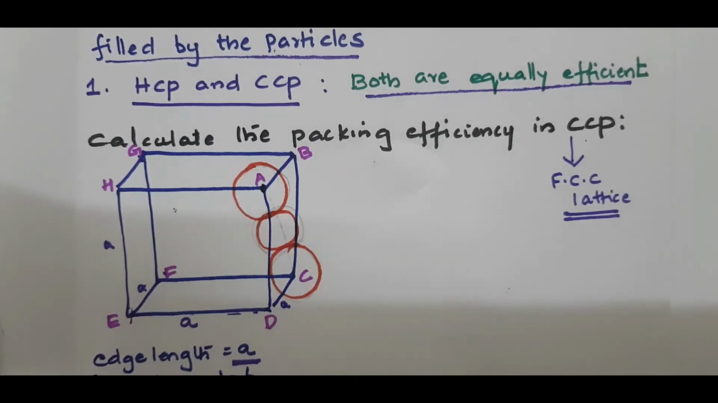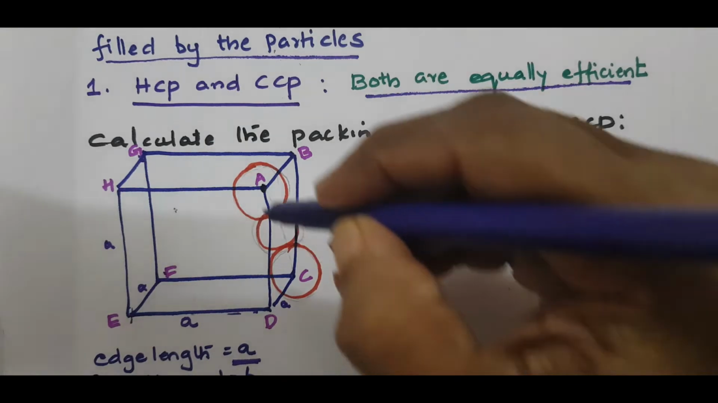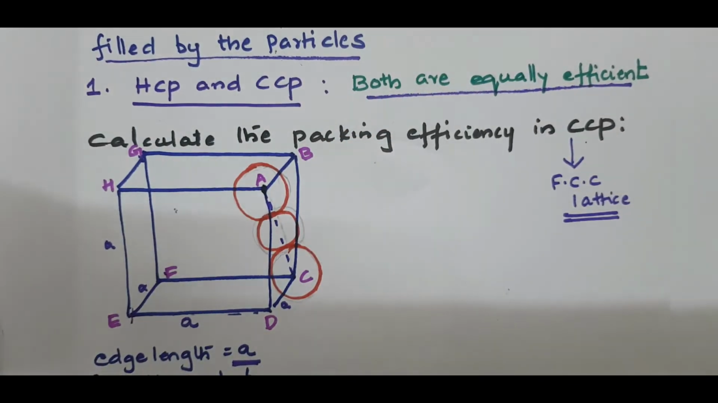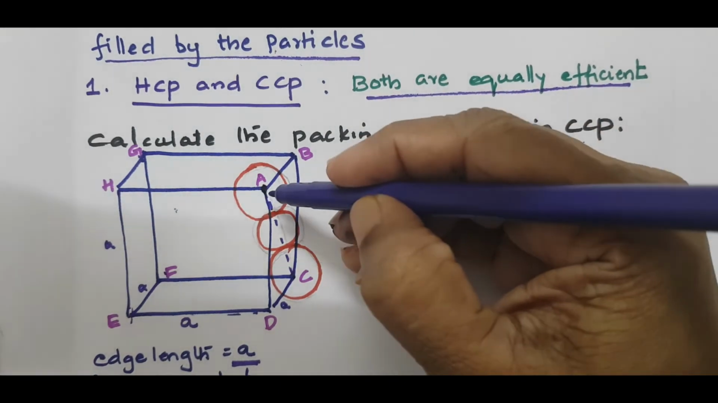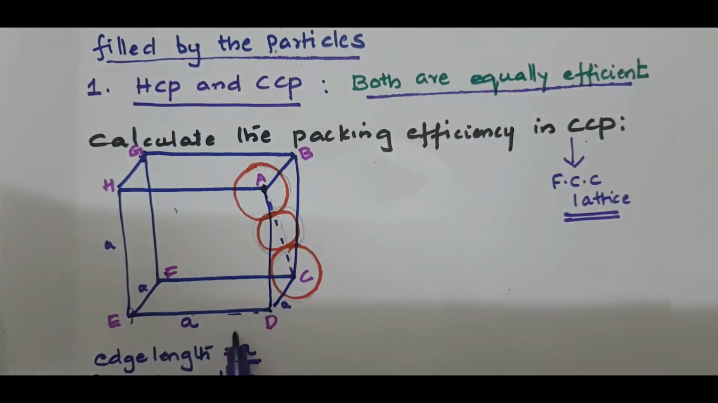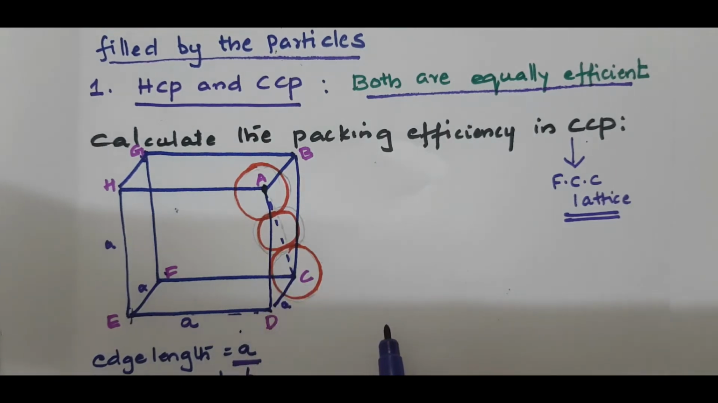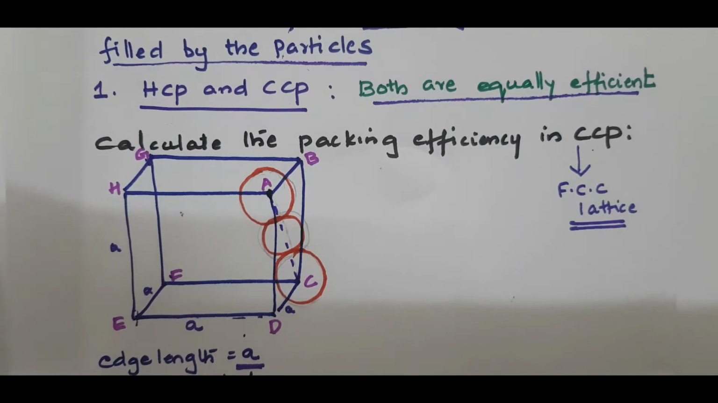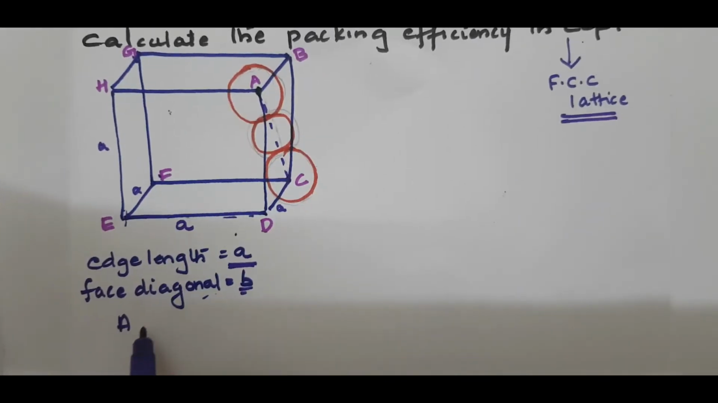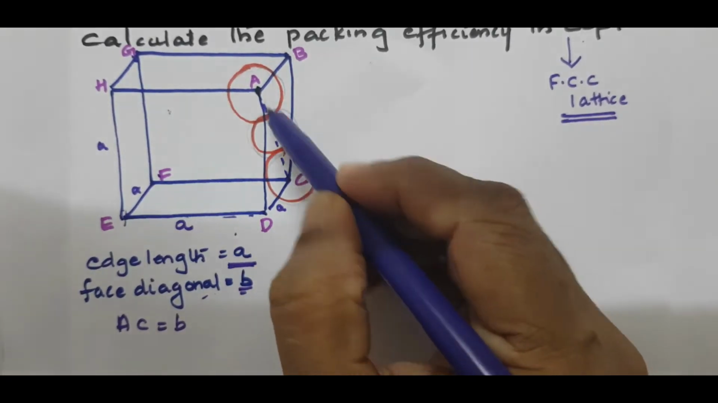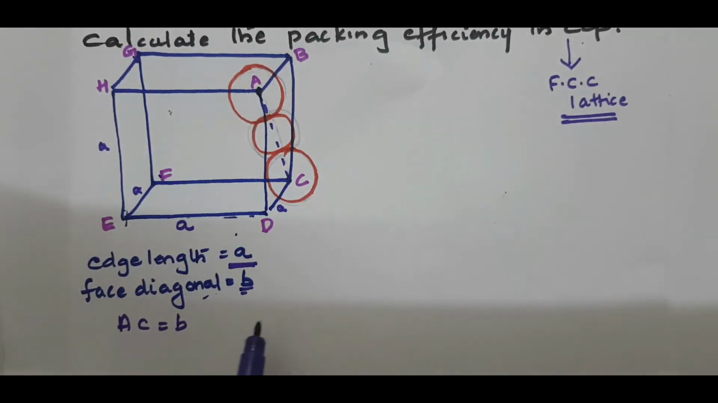Okay, now as I said, let the face diagonal be B. Here the face diagonal will be A to C. Correct, the face diagonal will be A to C. Correct, so that is clear. So the edge length is A and the face diagonal is B. That is, in this diagram, I can say AC is equal to B because this A to C is a face diagonal that is equal to B.